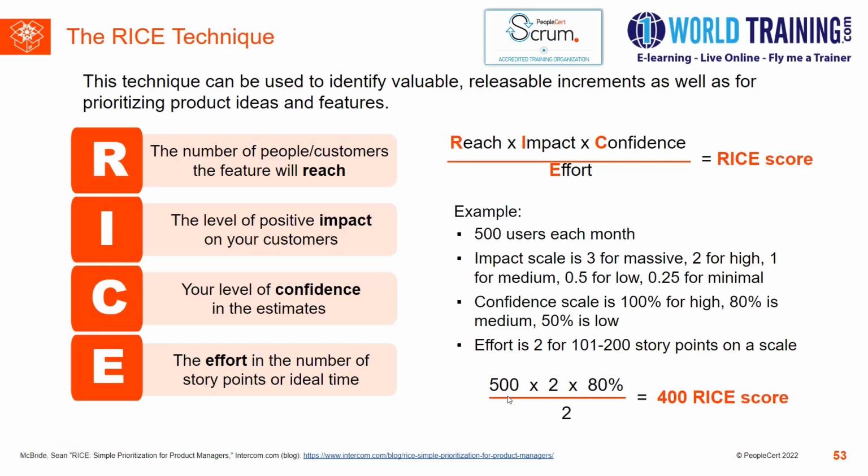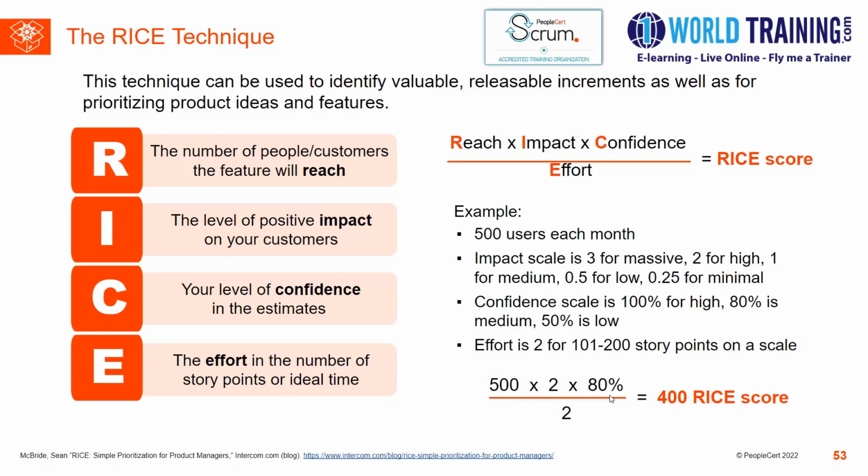So 500, which is the reach, into 2, which is the impact, and C is the overall confidence. The confidence scale says 100% if you are overall confident about your products, features, and ideas. Otherwise, you can give 80% for medium confidence and 50% for low confidence. In this example, we have taken medium confidence, which is 80%.